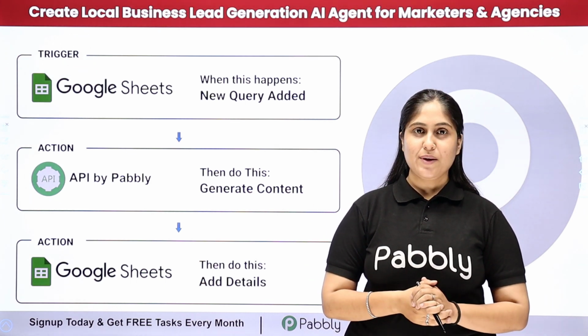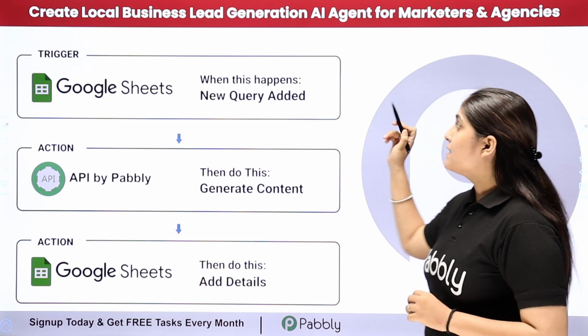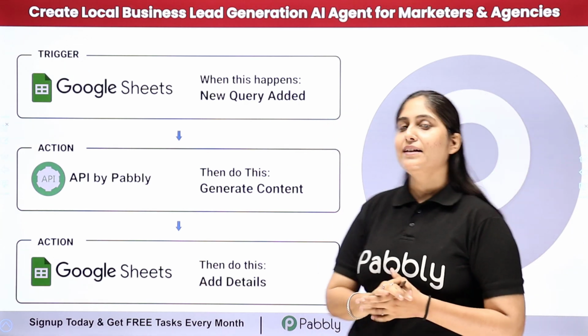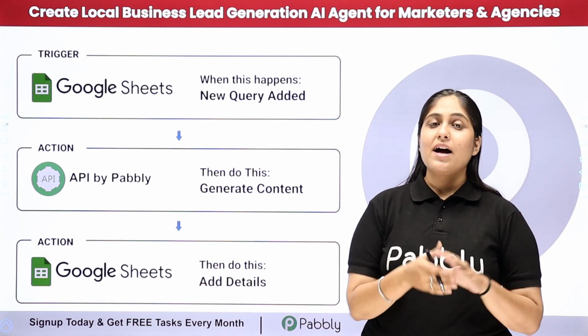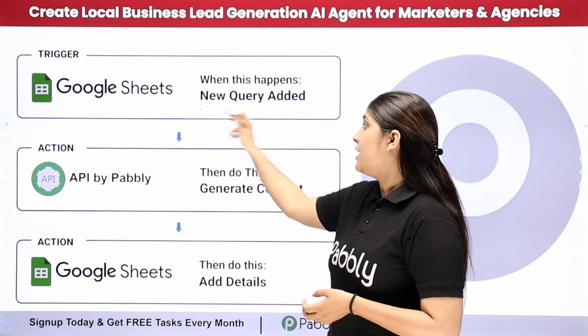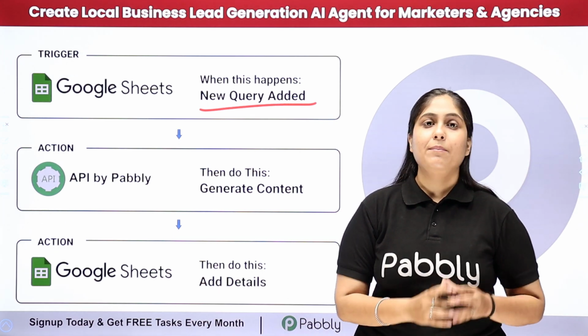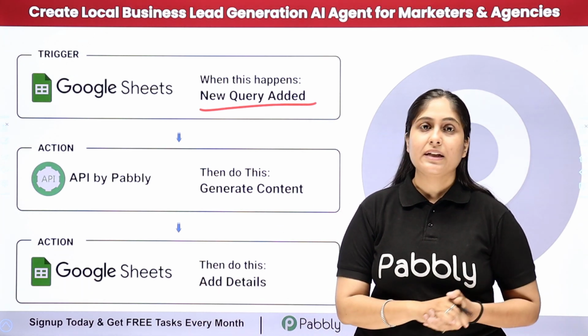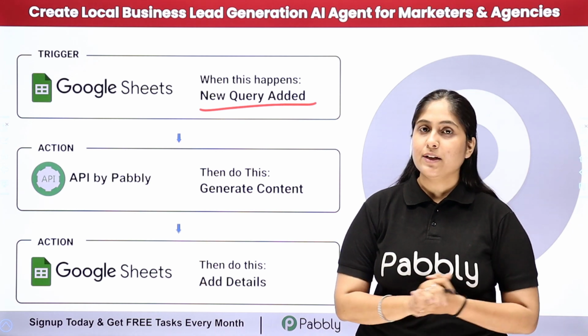In this video, we are going to understand how to create a local business lead generation AI agent for marketers and agencies. So as a marketer, my objective is that whenever I add a new query in my Google Sheet, then automatically, using API by Pabbly, that query should be sent to Dumpling AI for searching that query in my Google Maps.